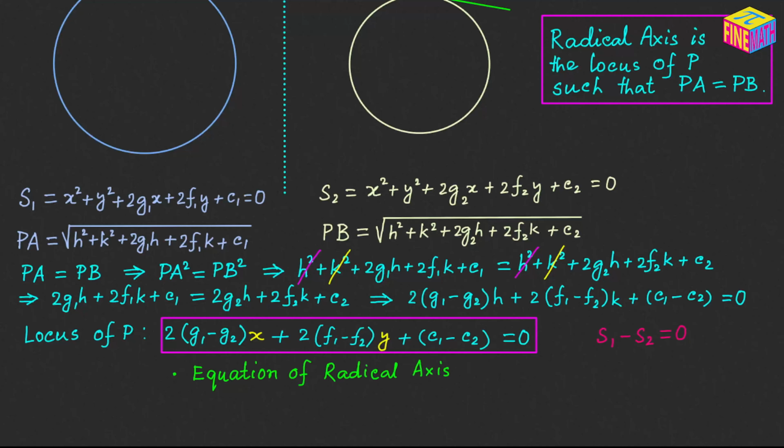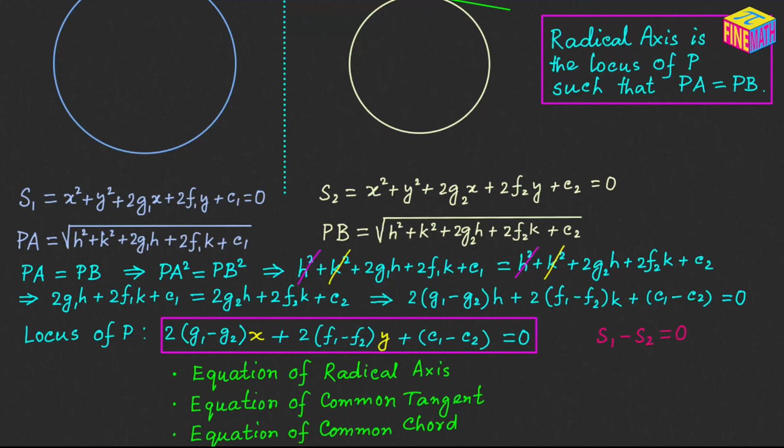This equation is of course the equation of the radical axis, and also it is the equation of the common tangent. I have created a separate video on this. I have shared the link in the description. Feel free to watch it. So this equation also represents the common tangent when two circles touch each other. For two disjoint circles like I have in the diagram, it will be the equation of the radical axis. But if the circles are touching each other, then this equation will also represent the common tangent for two circles that touch each other.